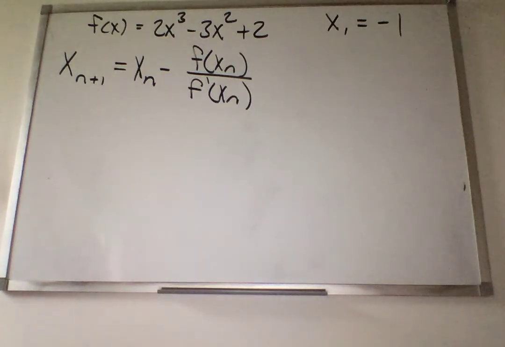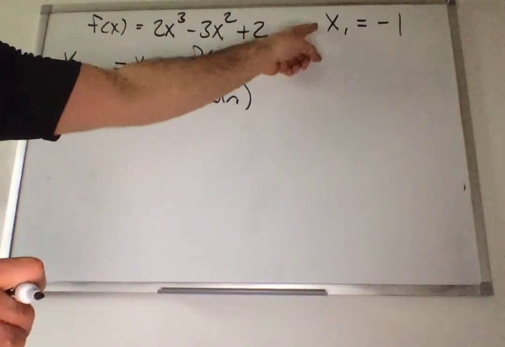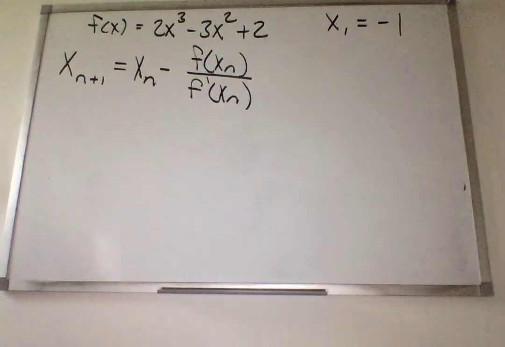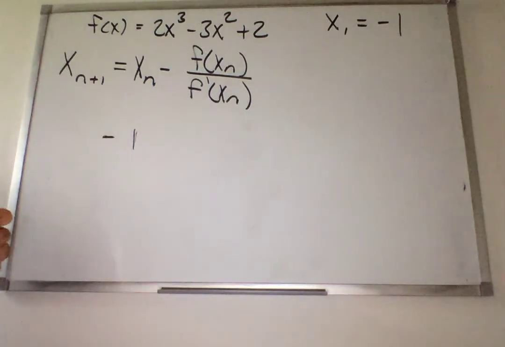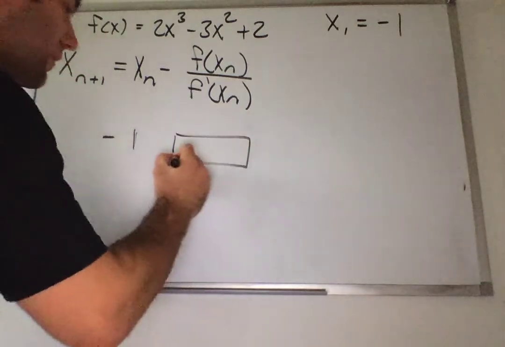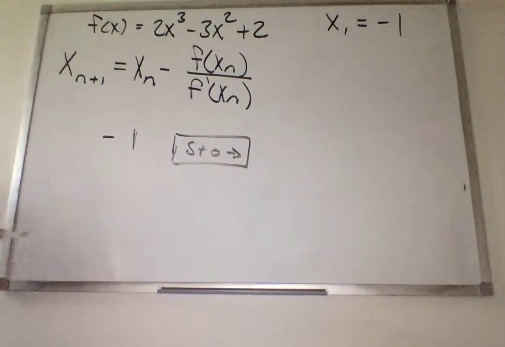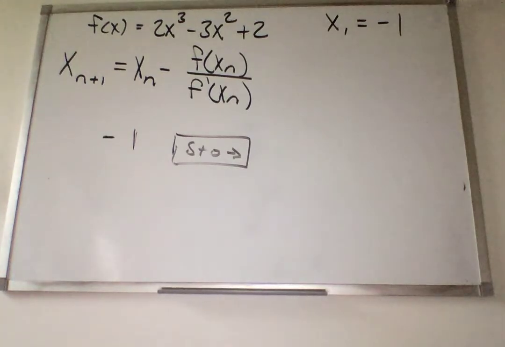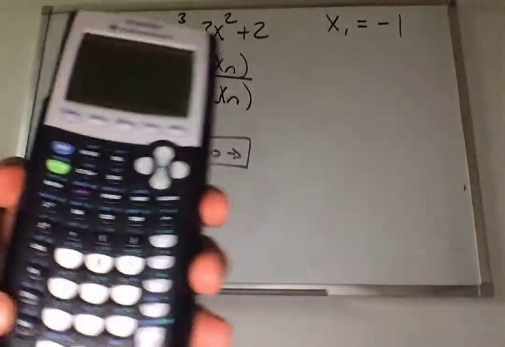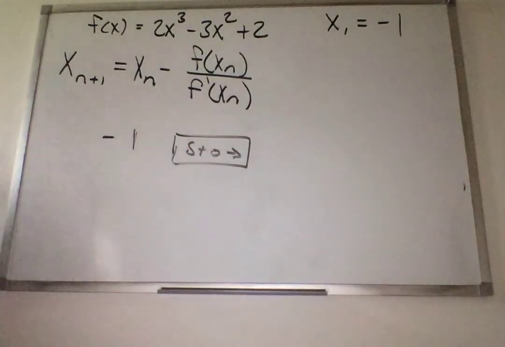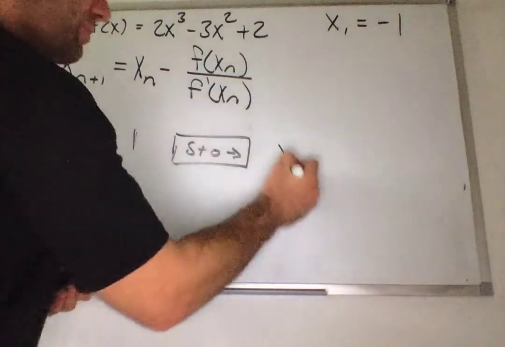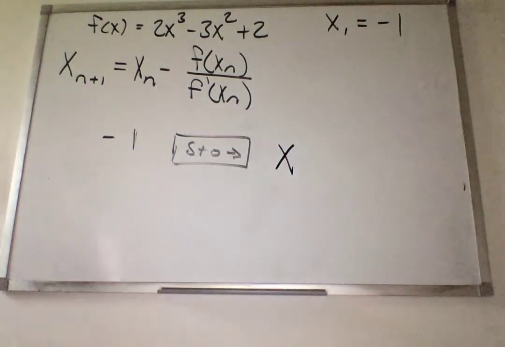So, the first thing we need to do is store our first initial guess on the calculator. So what you're going to do is hit the -1 button, and then you're going to hit the store button. Okay? The store button is located right above your on button. So if you're looking at your calculator, right above your on button, it says STO with an arrow. That's the button you're going to hit, and then you're going to hit your X button. You're going to tell it what variable you're storing -1 into.